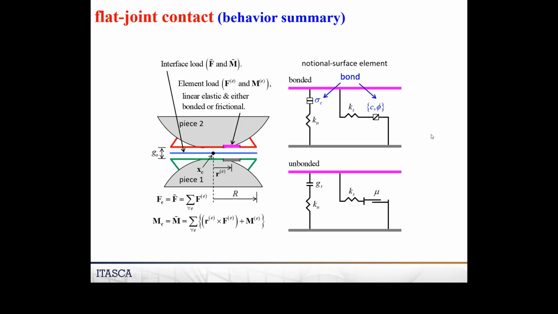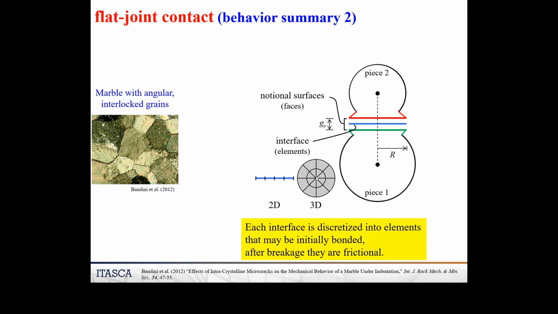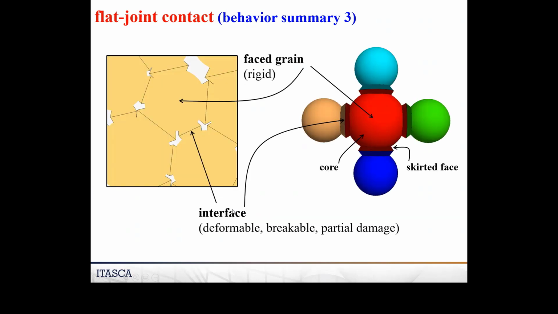Then we ended up developing another model, which we call a flat joint contact. What we essentially do is make this behave as though we have surfaces of some width here. There's some radius, if you will. And then we discretize each of these surfaces into elements. Each of these elements has a simple bonding concept like a contact bond. So we discretize into the elements. They can be initially bonded. After they break, they're frictional. This is what these models look like.